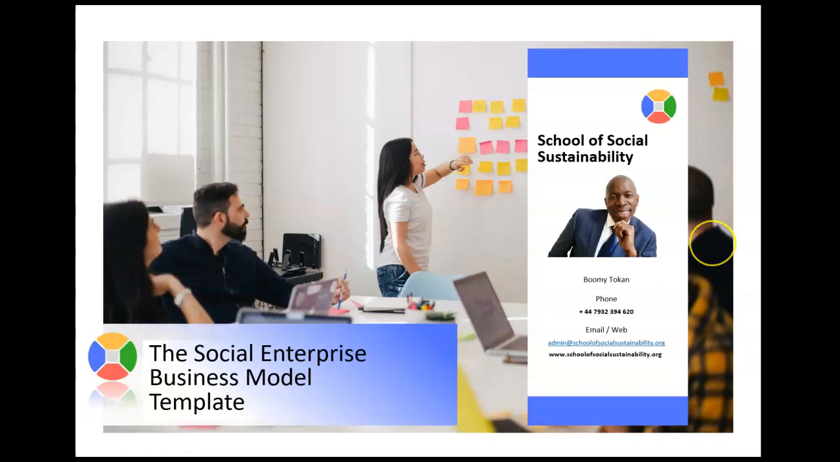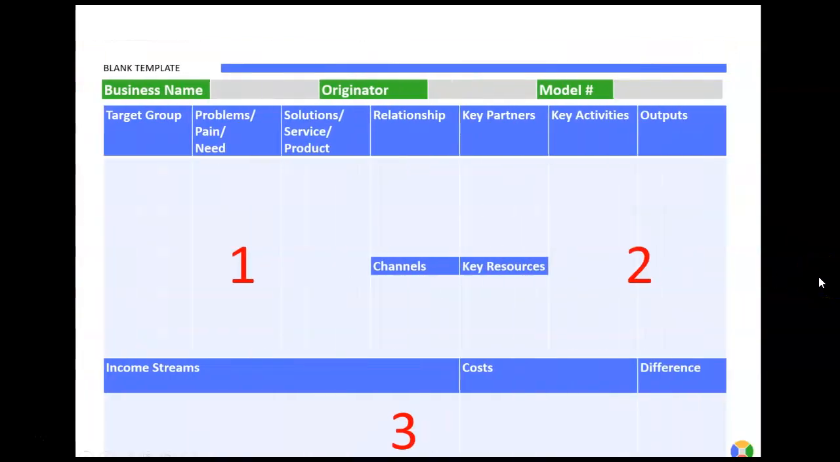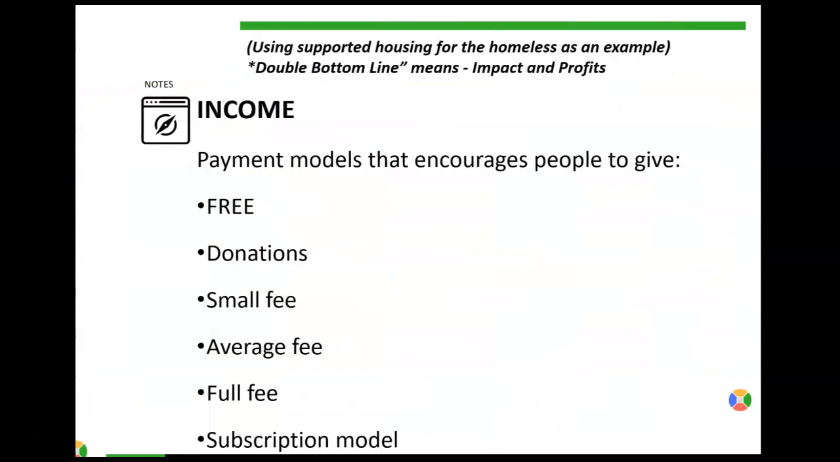Welcome back to the final section of the social enterprise business model template. In this section, we're going on to number 3, which covers the income streams, costs, and difference. So let's look at exactly what I would like you to put in those boxes right there at the bottom.